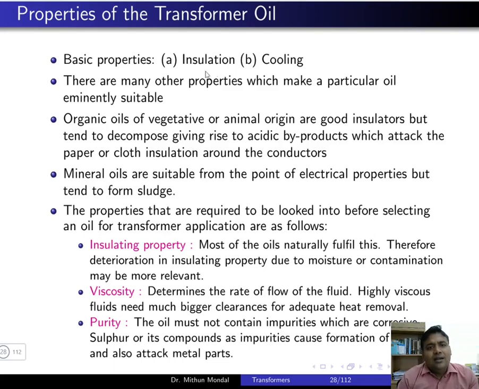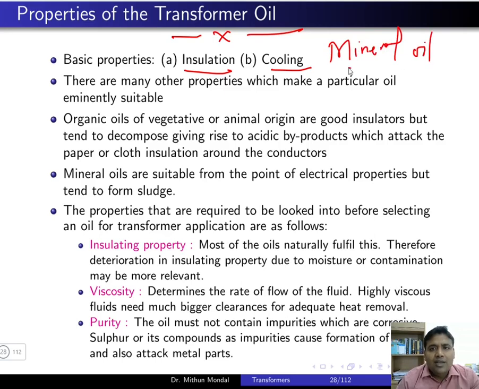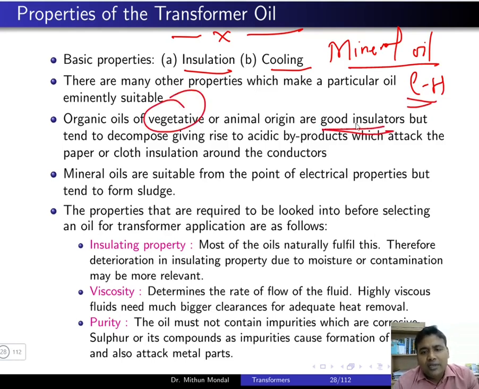Now, as I said, transformer oil plays a very important role in insulation and cooling of the transformer, and there are some properties of the transformer oil that you need to know. Generally the transformer oil is made up of mineral oil. So transformer oil is known as mineral oil. It is a combination of carbon and hydrogen. Nowadays you can see that vegetable oils are good insulators and an alternative, because a lot of pollution is being created by the carbon and hydrogen combination.